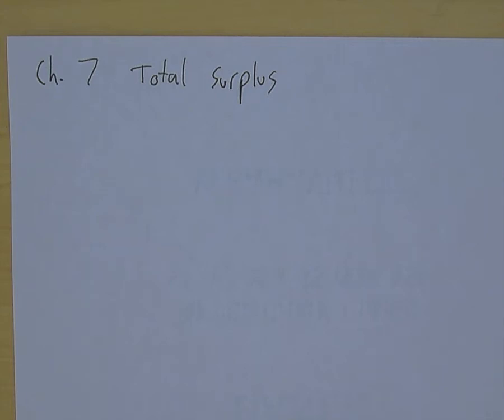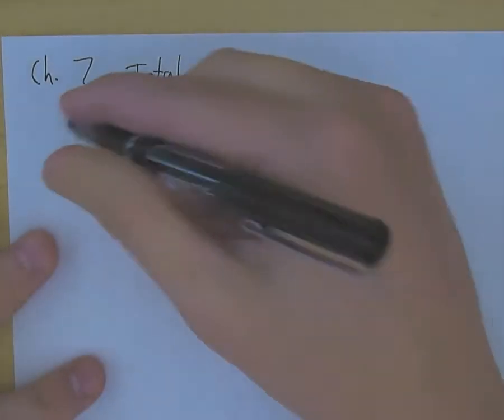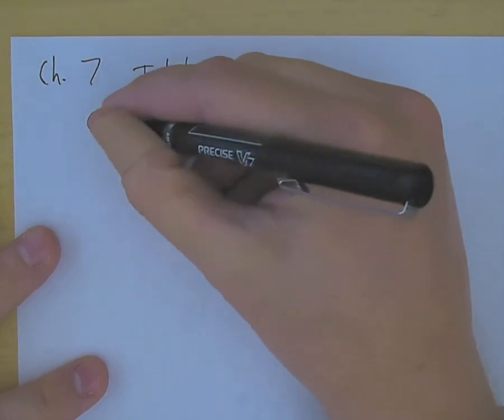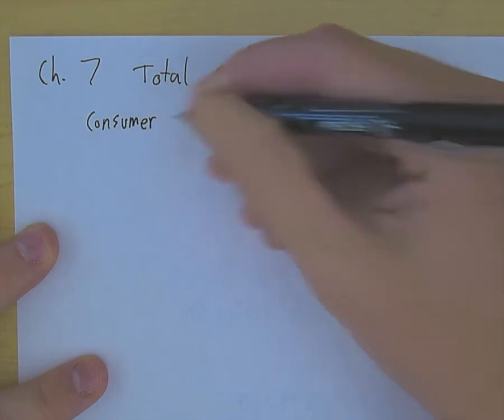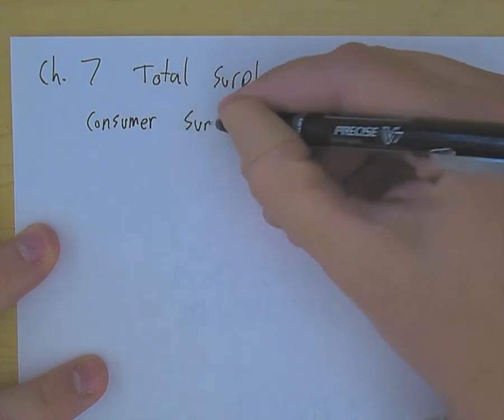Welcome back. Chapter 7, Total Surplus. We're going to make this short and sweet. Again, this is about understanding how the market functions. Hopefully it'll fill in the gaps of what this graph looks like. But I want to start by looking at consumer surplus, because consumer surplus and producer surplus will make up total surplus. Consumer surplus.